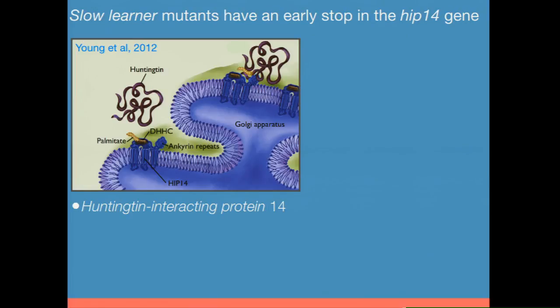And you guys have probably heard of Huntingtin because this is the gene that causes Huntington's disease, a very devastating neurological disorder. And again, HIP14 interacts with Huntingtin, as you can see here, via its N-terminal ankyrin repeats. So my slow learner mutants have a premature stop in HIP14 at amino acid number 212 out of 620.